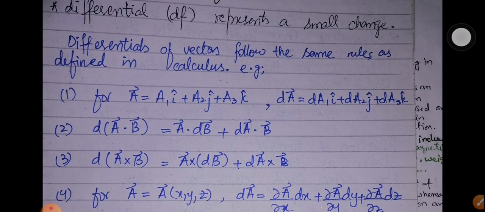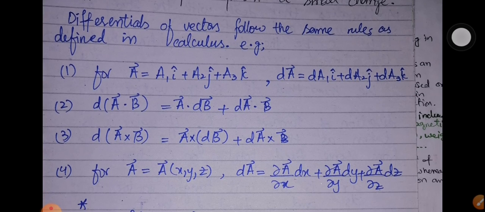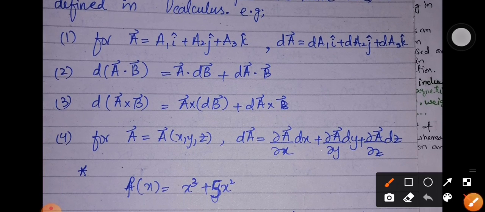So here we have some rules of differentials. Differentials of vectors follow the same rules as defined in calculus for scalar functions. If a is a vector with components a1, a2 and a3, its differential is simply da1 î + da2 ĵ + da3 k̂. So the variable doesn't matter over here, with respect to what variable we are defining the changes, because a differential is talking about the change only, a small change.